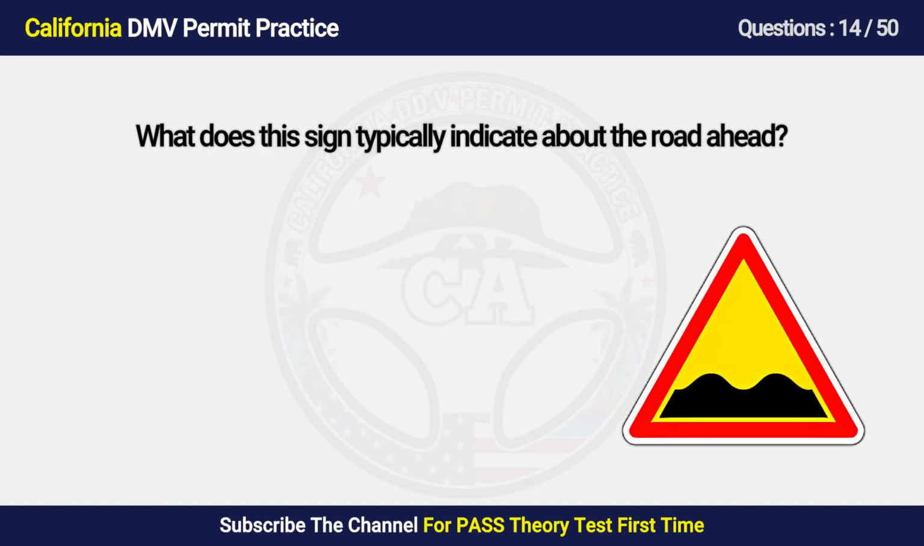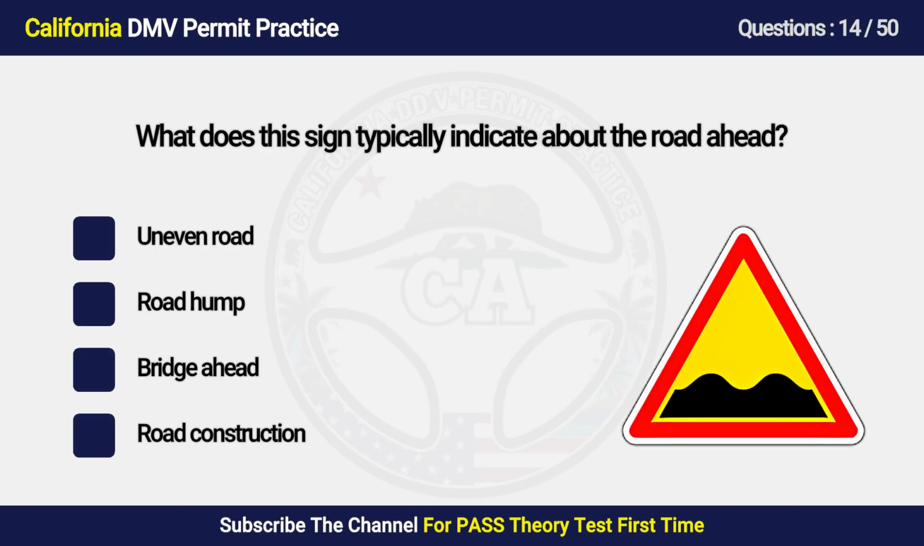Question 14. What does this sign typically indicate about the road ahead? A. Uneven road. B. Road hump. C. Bridge ahead. D. Road construction.